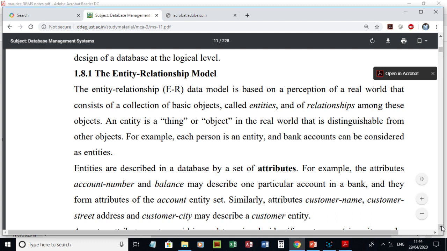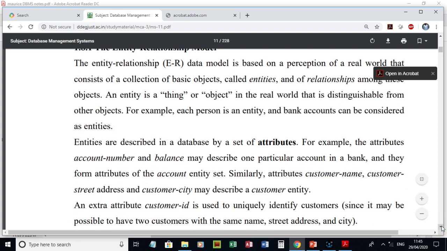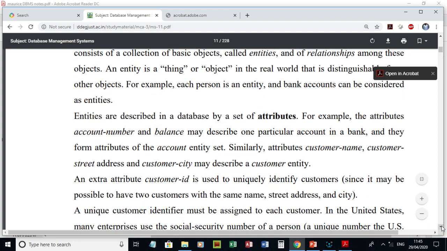Similarly, the attributes customer name, customer street address, and customer city may describe a customer entity. An extra attribute, customer ID, is used to uniquely identify the customer. The customer number is used to uniquely identify the customer.